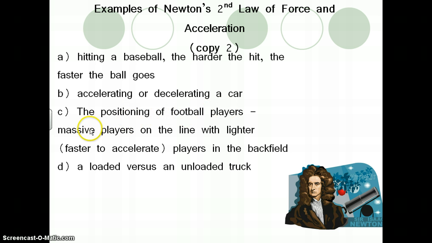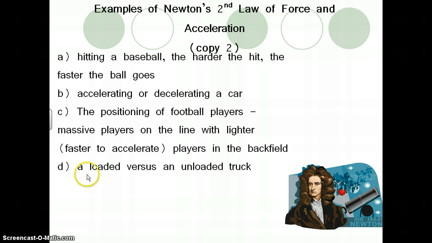Think about also, if you watch football, the positioning of football players. They put the bigger players, the more massive players on the line because they're harder to get through. And then they put the lighter, faster to accelerate players in the backfield. If you're really big and really fast, boy, that makes you a really good football player.